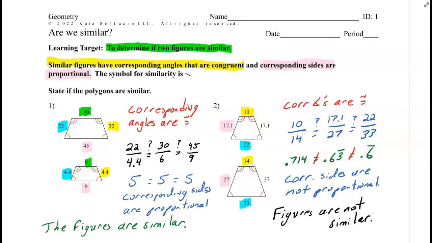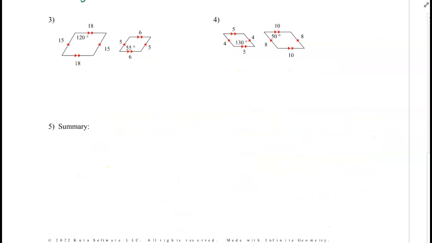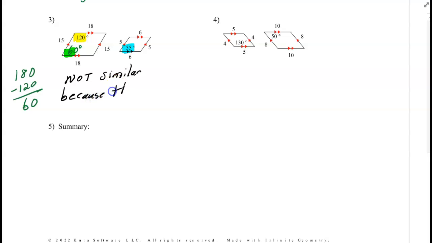So let's take a look at the next two problems. So we look at problem number 3. We know that the lines are parallel, and you may remember if you have lines that are parallel, these two angles that I'm highlighting are supplementary. So to figure out the green angle, I'm going to calculate 180 minus 120, which is 60. So this angle is 60. Now that angle is 60 degrees, and I see this angle is 55 degrees. So at this point, I know these parallelograms are not similar because the corresponding angles are not congruent. So I don't even need to check the fractions, so they are not similar because the corresponding angles are not congruent.